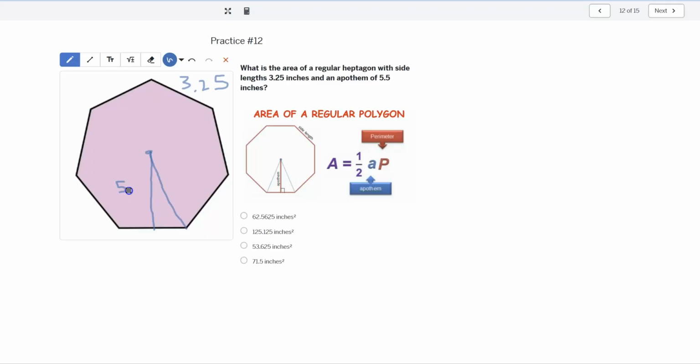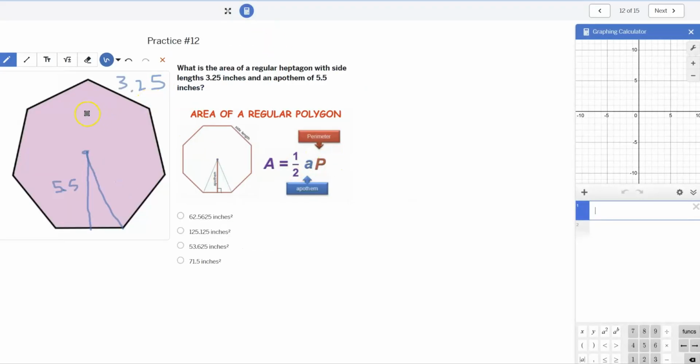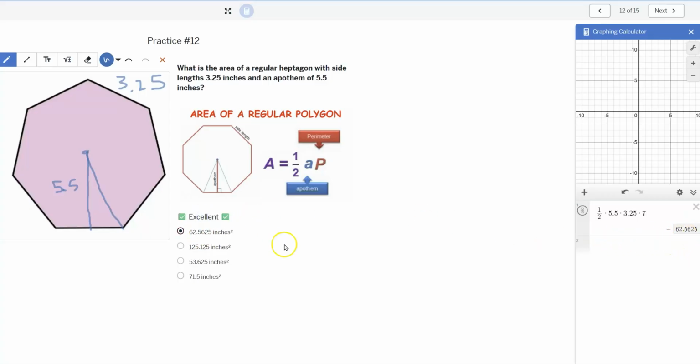So all we're going to do here is apply our formula, which is our perimeter, which is going to be 3.25 times the amount of sides. Like we said, there's 7 sides. So we'll just put in the whole thing, right? Let's just do 1/2 times, and the apothem it gave us was 5.5 times, now our perimeter is 3.25 times 7. So in this case, we get 62.5625, and there's no rounding on that. We'll just do the whole answer, right?